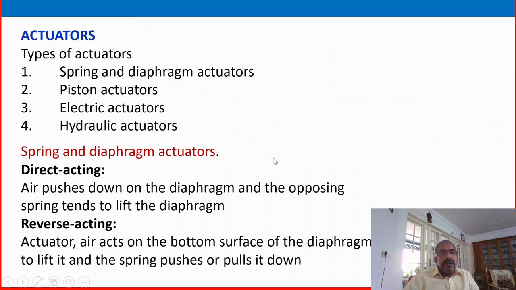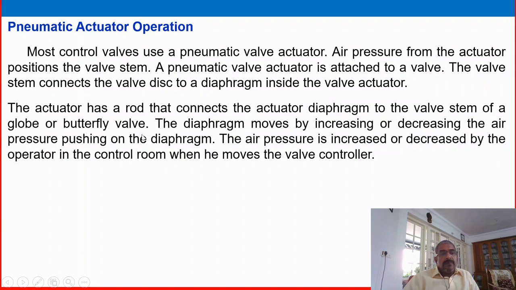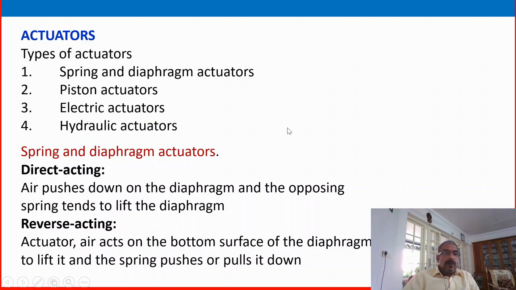So different types of actuators are there. The actuator is the driver of the valve, to receive the signal and give the command to the total valve system to open or close, to maintain the position, to maintain the process variable according to the set point. Various types of actuators are there: spring, piston type, hydraulic type, electric type. We are not going to study those in detail now.